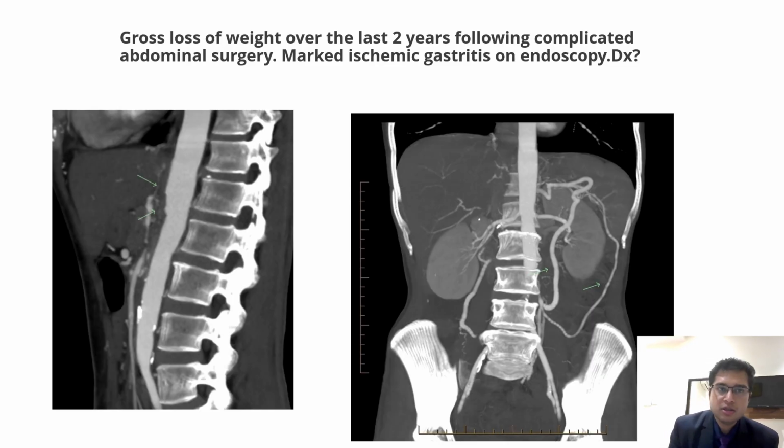Coming to the next spotter, this patient had gross loss of weight over the last 2 years following a complicated abdominal surgery, and there was marked ischemic gastritis seen on endoscopy. What do you think the diagnosis is in this case? So we have been provided with the angiography images of the abdominal aorta. These are the sagittal sections and these are the coronal sections. On sagittal images, what are the findings that can be appreciated?